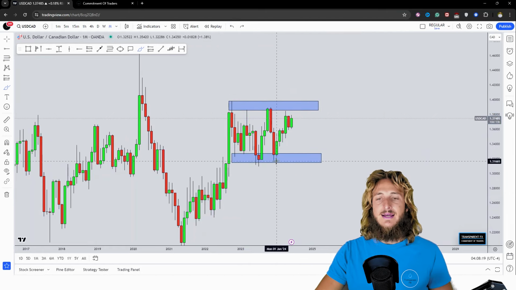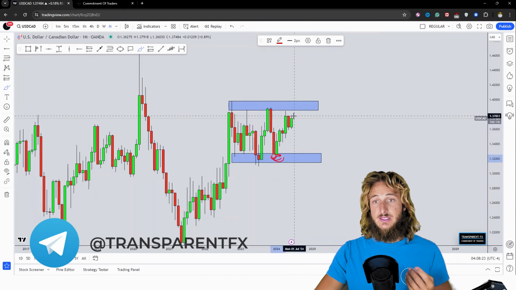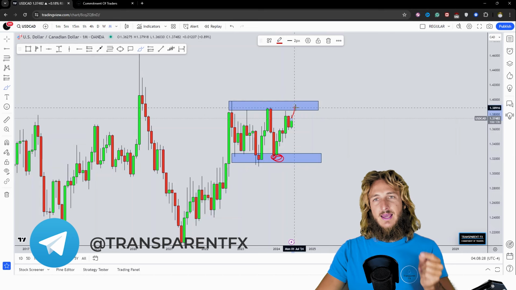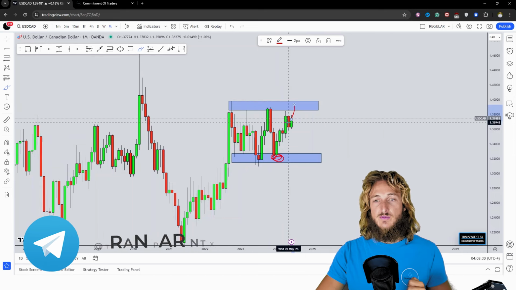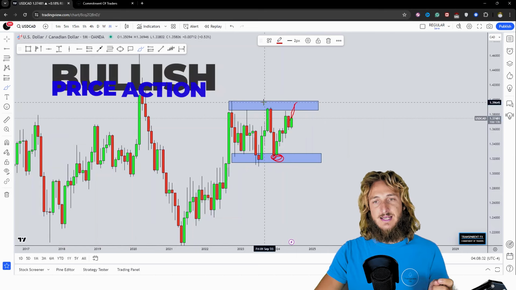Now, at the moment, the last test was at the low of the range. So the next logical step would be for this market to go for the test of the high of the range, meaning that from a monthly standpoint, there is the possibility to see some short-term bullish price action into the resistance, so into the top of this monthly range.